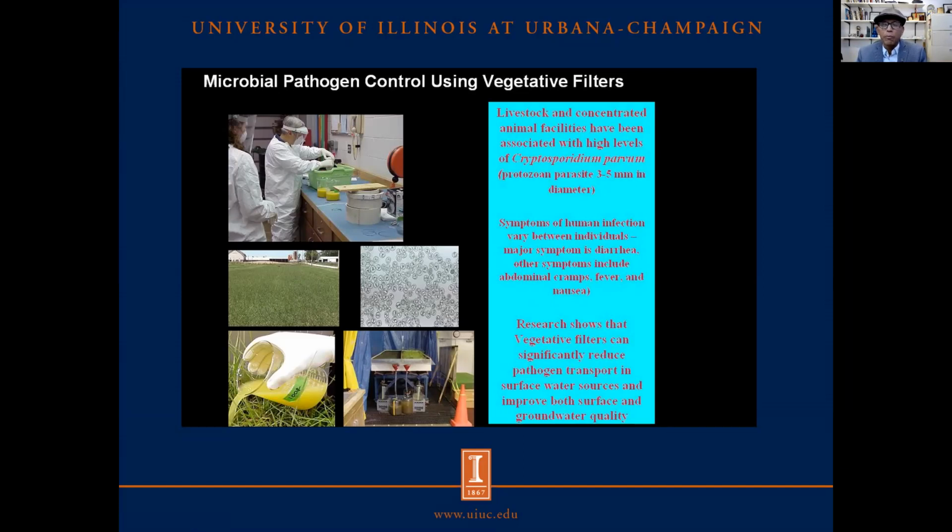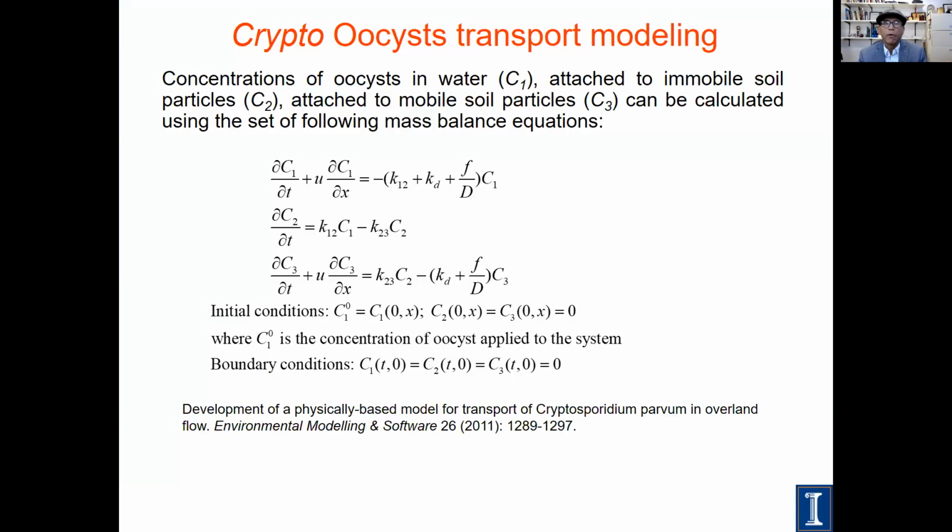And for immunocompromised people, this can be fatal. So we need to work, and we have worked for many years, in characterizing these microbial pathogens and designing vegetated filter strips to control that. We have been very successful. We have published lots of papers on it, and we also do lots of computer modeling.